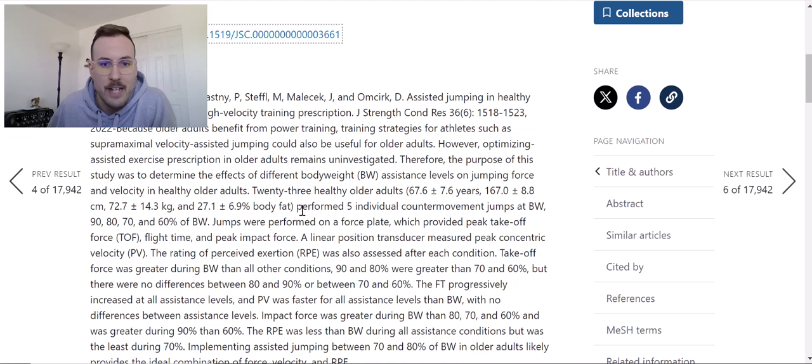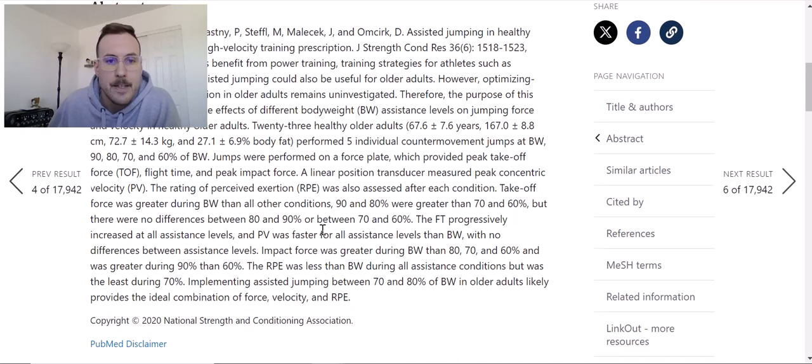Jumps were performed on a force plate, which provided peak takeoff force, TOF, flight time, and peak force impact. A linear position transducer measured peak concentric velocity. So we could look up what a transducer is. I don't care, right? I'm not super suspicious of these methodologies. I'm more interested in the research itself. If I was like, how did they measure this, then maybe I would want to look up what a linear position transducer is. Linear position. It was in one spot and there was one variable.